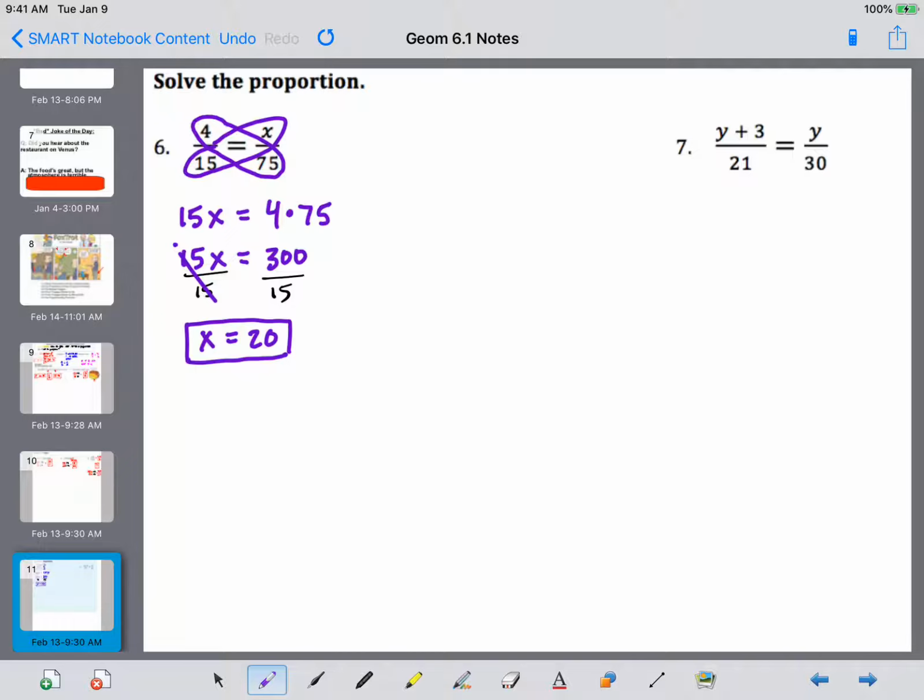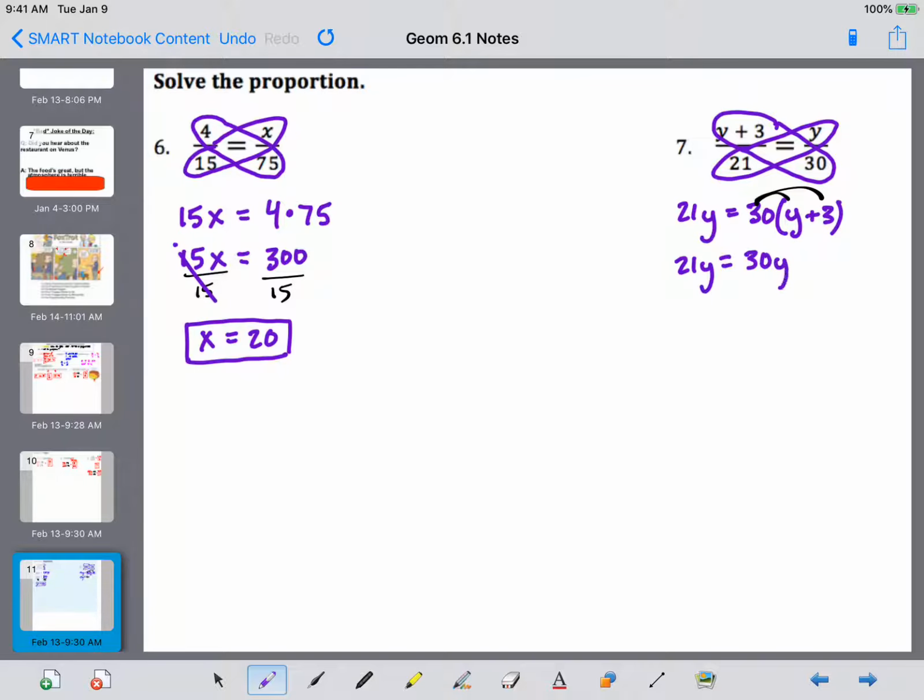All right, example 7 is a little bit trickier because notice we have variables on both sides. Same idea though, we're still going to start by cross multiplying. 21 times y is just 21y. Now when you cross multiply here, we need to take 30 times the whole thing, y plus 3. So notice we're going to distribute that 30 into the parentheses, giving us 21y equals 30y plus 90.